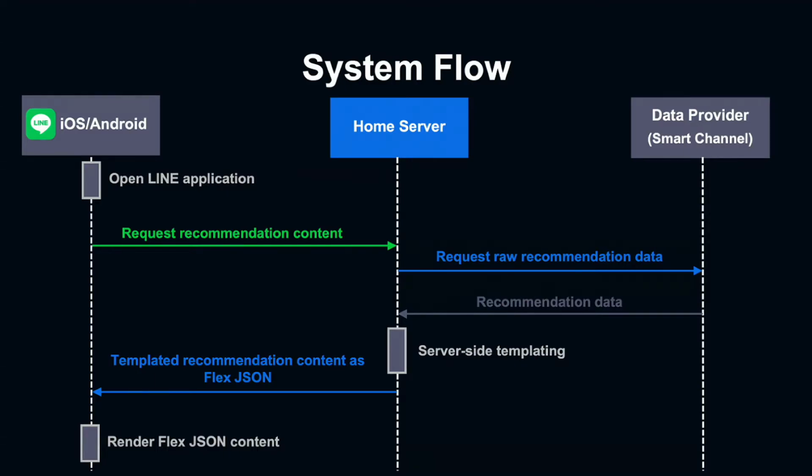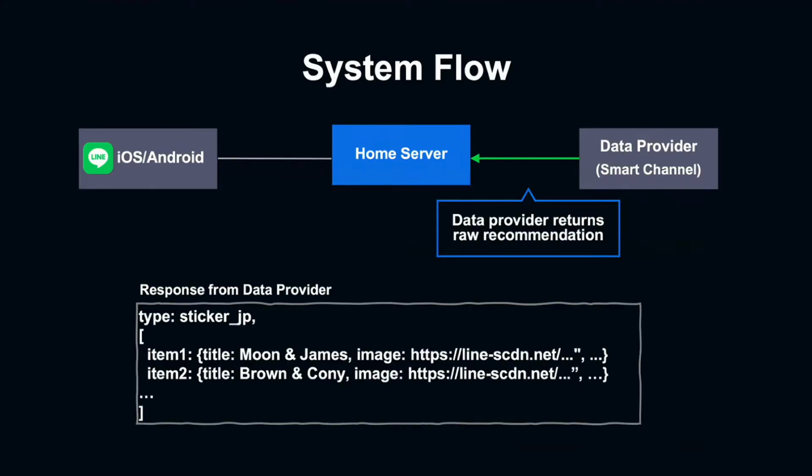It's similar to the Flex message, but fitted for the home version. We call this step server-side templating. And the server responds with the Flex JSON to the client, and the client can render the final Flex JSON result to the user. Let's take a closer look at the details of the flow.